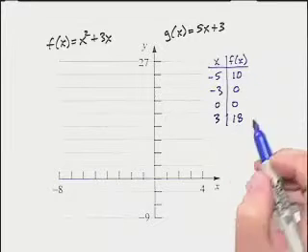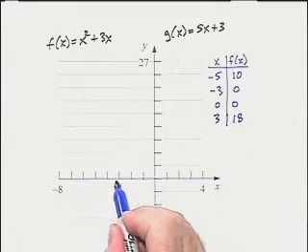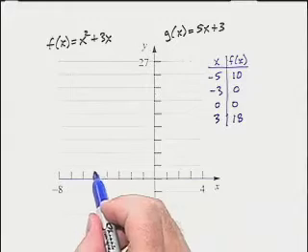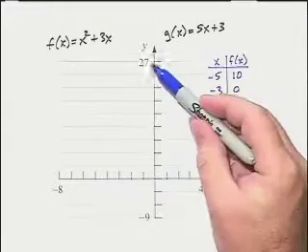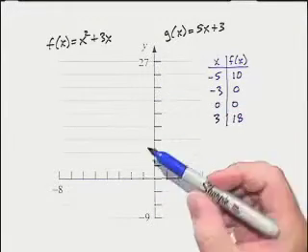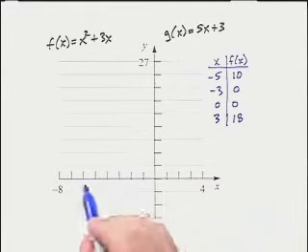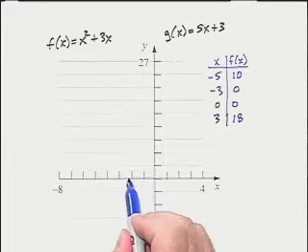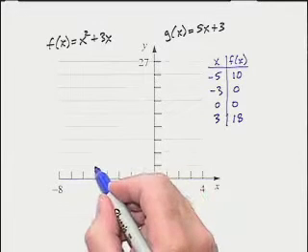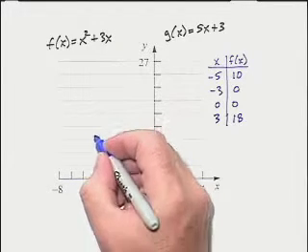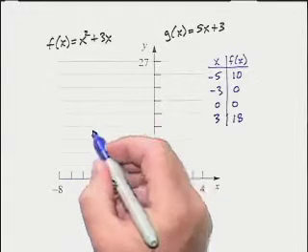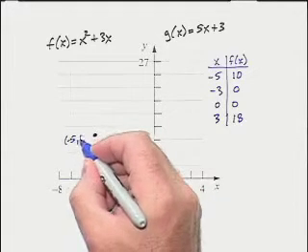We can go ahead and plot these points. 1, 2, 3, 4, 5. At negative 5, we look at our scale. The scale on the y-axis is by 3s. So we need to be careful when we go up to 10. And our scale along the x-axis is just 1. So we go 1, 2, 3, 4, 5. That's negative 5. We go 3, 6, 9. So this would be our point, negative 5, 10.